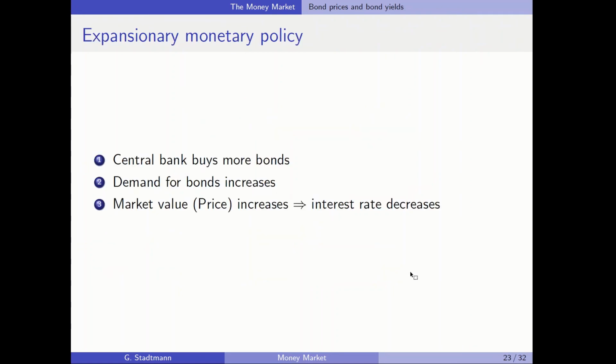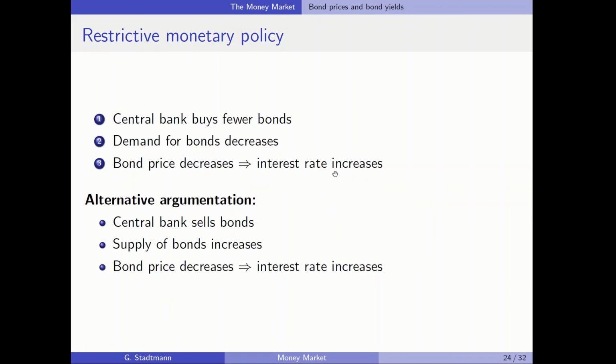Now we can also refine our argumentation with respect to the role of the central bank and how the central bank influences the interest rates. One example for an expansionary monetary policy: in case that the central bank wants to perform an expansionary monetary policy, the central bank is buying more bonds, so the demand for bonds increases, the market value, the price increases, and hence the interest rate decreases.